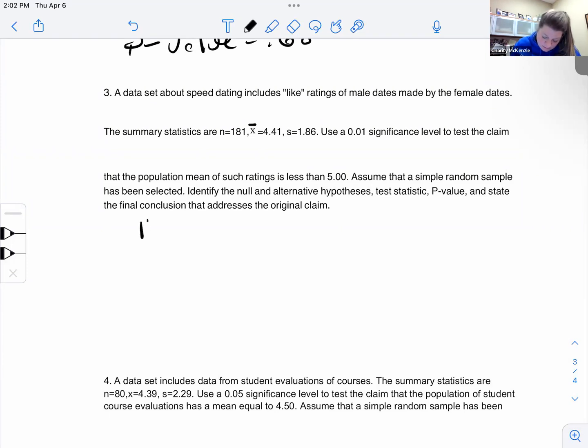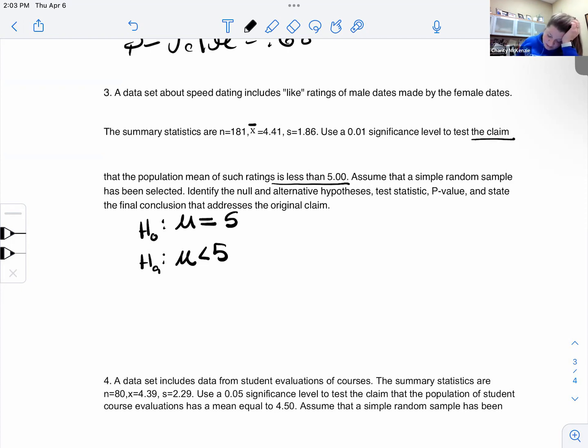Okay, what do we always start with? Our null and our alternative. We know this is a mean, so the null is equal. This should be a given on the exam. You should be able to easily set up the null because it's equal. Watch your symbol, proportion or mean. And the claim is less than 5. So this would be less than 5, and the null has to be 5.